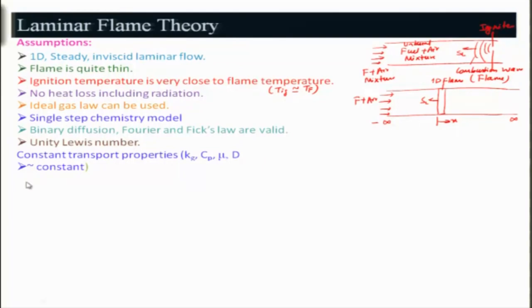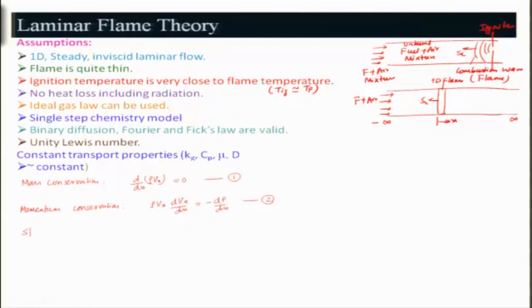So, let us consider the mass conservation. Mass conservation equation for the one-dimensional steady flow, what would it be? It would be nothing but d/dx of rho vx, if I say in the x direction only, is equal to 0, right. And let us say this is equation 1. The momentum conservation for one-dimensional steady inviscid laminar flow would be rho vx dvx/dx equals minus dp/dx, because the viscous term is not there and it is a steady flow, right, equation 2.